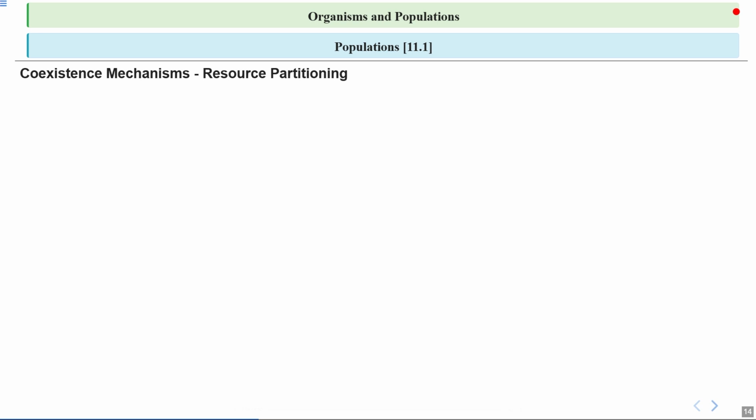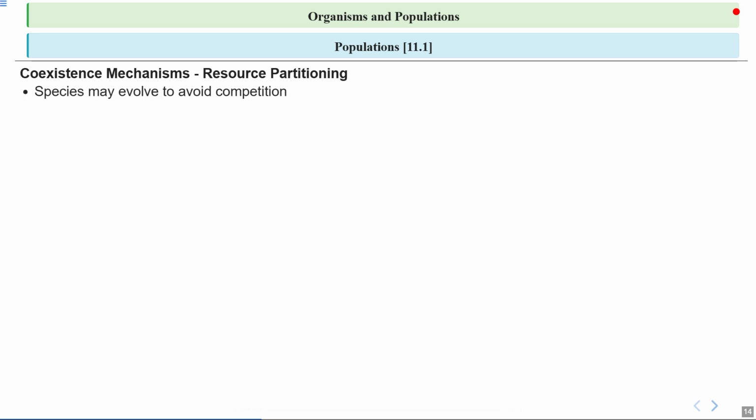Now, species can coexist also. How can they coexist? Gauss said the species cannot coexist together if they are competing for the same resources, but actually this is not true. Species can coexist. How can they coexist? By resource partitioning. This is a coexistence mechanism.